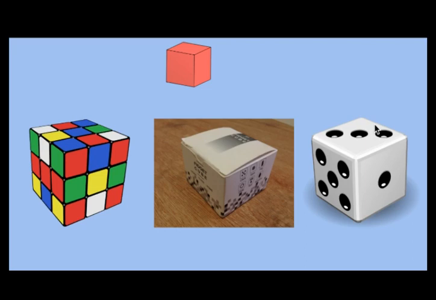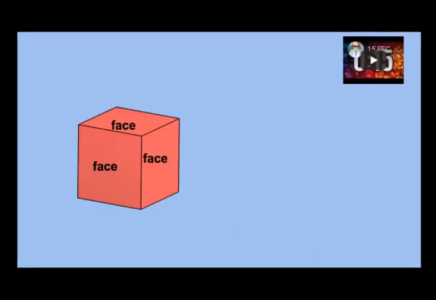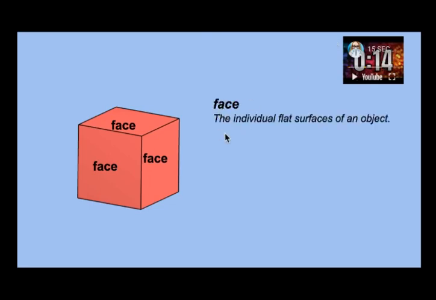Now remember, a square is a 2-dimensional or flat shape, like this one. It's different from a cube, but a cube is made up of many squares. The squares found around the cube are actually called the faces of the cube. So this is a face, this is a face, this is a face. Can you guess how many faces are on the cube? The face is defined as the individual flat surfaces of an object. So if we look for the flat surfaces, those are actually the squares, the 2-dimensional shapes.